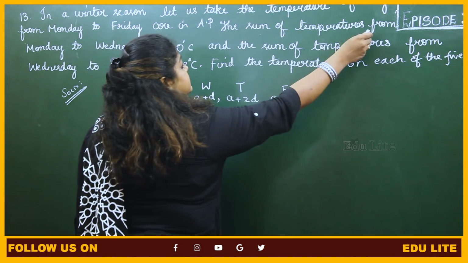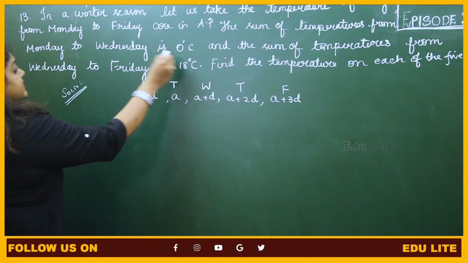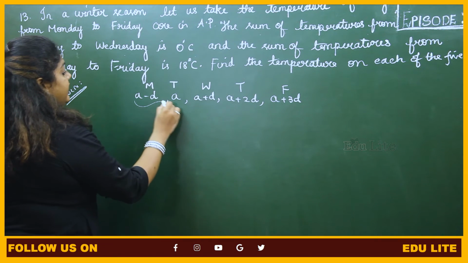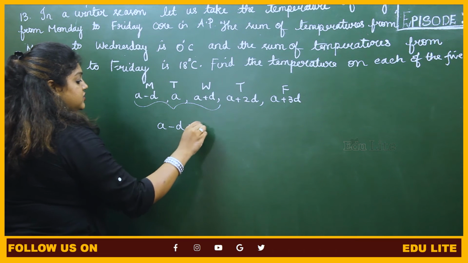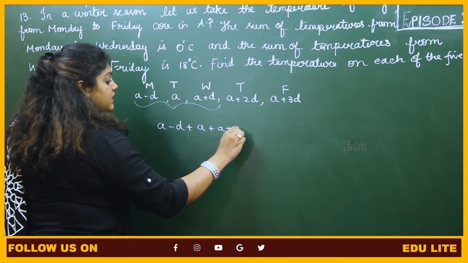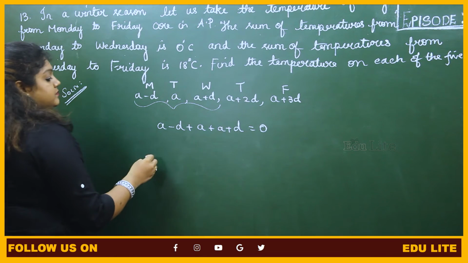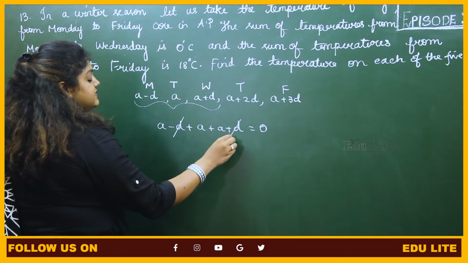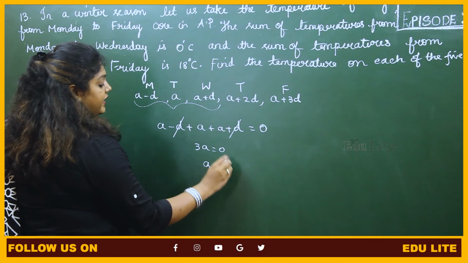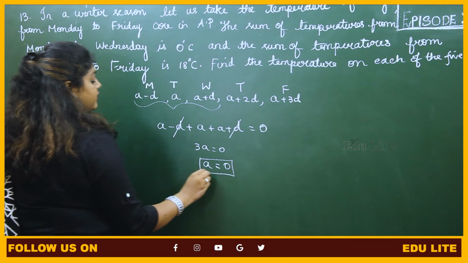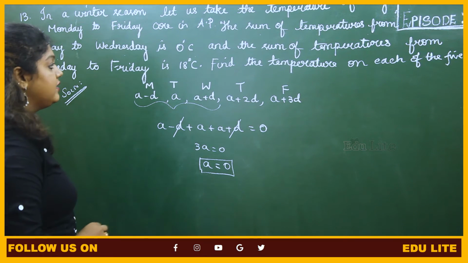The sum of temperatures from Monday to Wednesday is 0 degrees Celsius. Monday to Wednesday means the first 3. The sum of these temperatures is 0. Therefore, plus D and minus D will get cancelled. 3A equals 0, so A equals 0 divided by 3, which is 0. We got the value of A as 0 from the given statement.